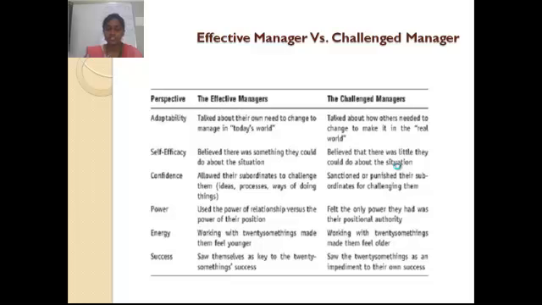And energy is where the effective managers feel very energetic when they're working with younger employees, whereas the challenged managers feel that the 20 somethings or the younger employees drain them of their energy and made them in a sense feel only older. And the effective managers felt very happy when the millennials succeeded and felt that they had a good role to play in their success, whereas the challenged managers often saw the millennial success as a threat to their own.